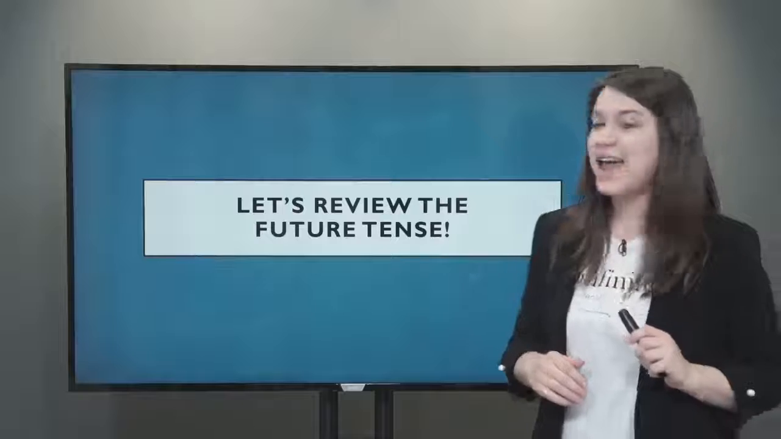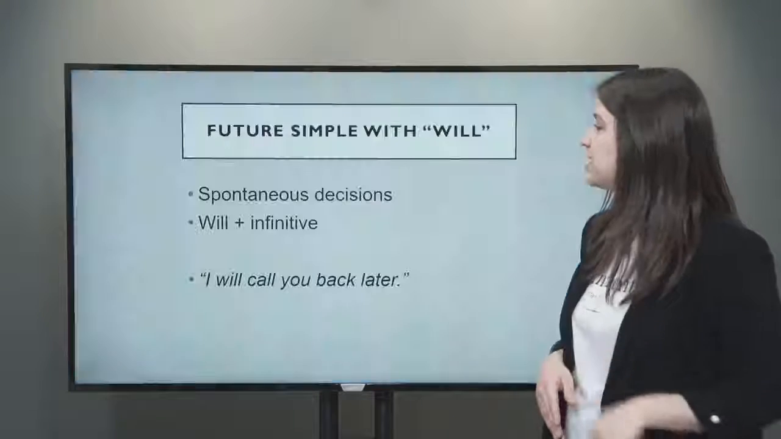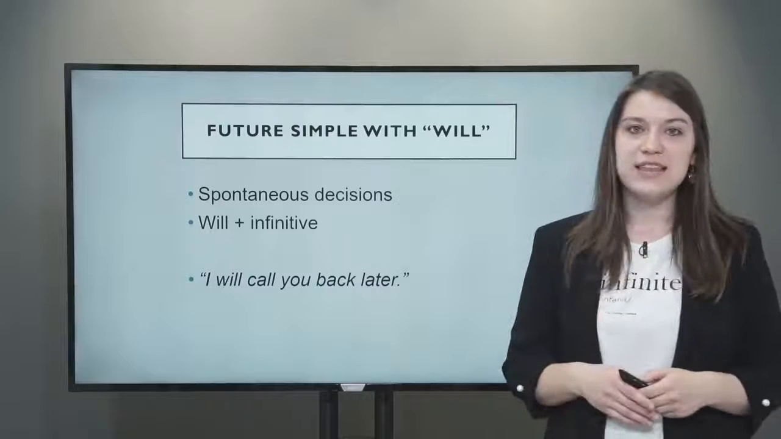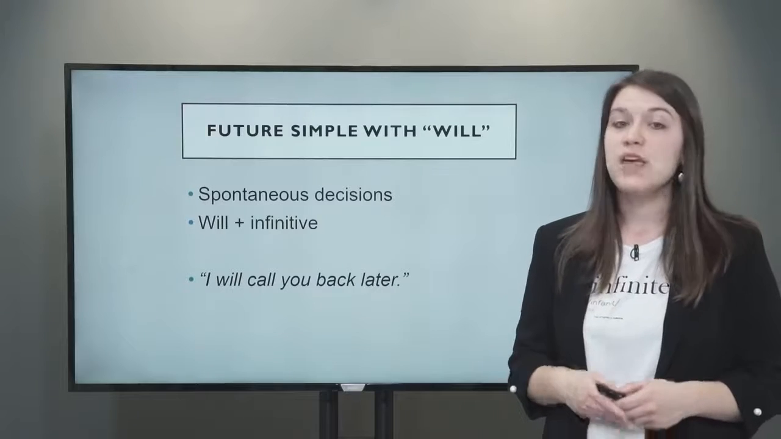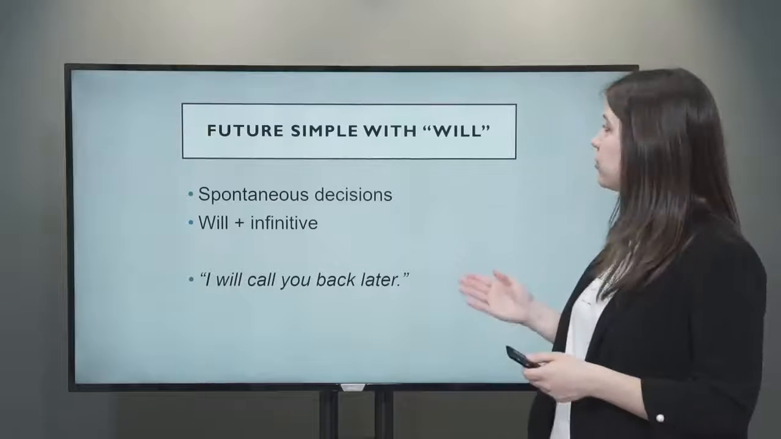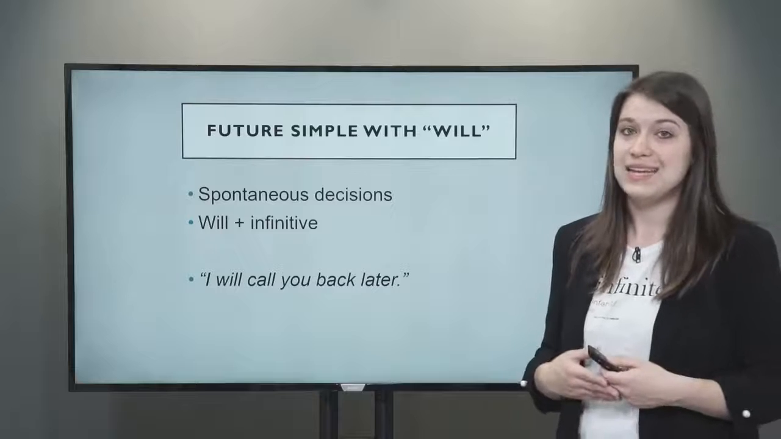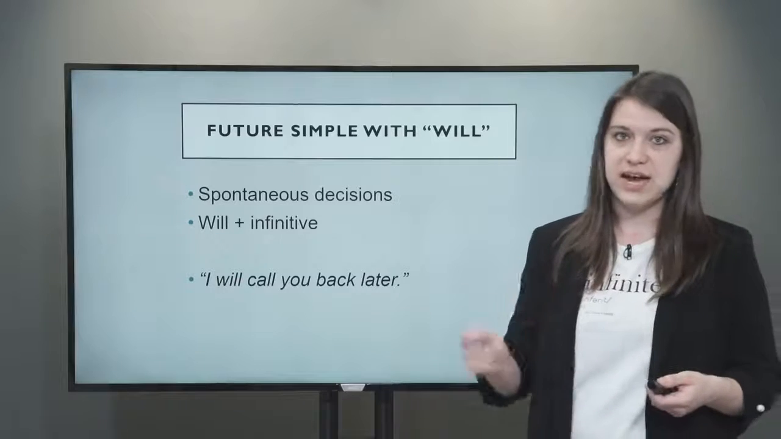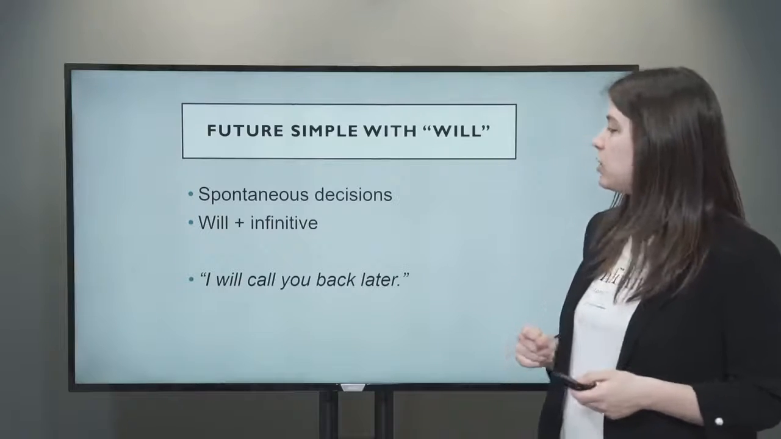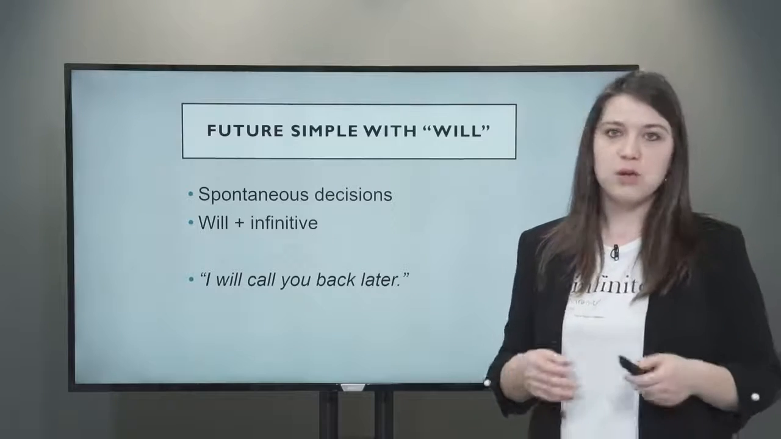Okay? And now let's look at the future tense. Okay, so the first tense we're going to look at in the future is the future simple. First with will. So there are two ways to form the future simple. The first one is with will. So we use it to talk about spontaneous decisions, things that we decide in the moment. Okay, so we use will plus the infinitive. For example, I will call you back later.